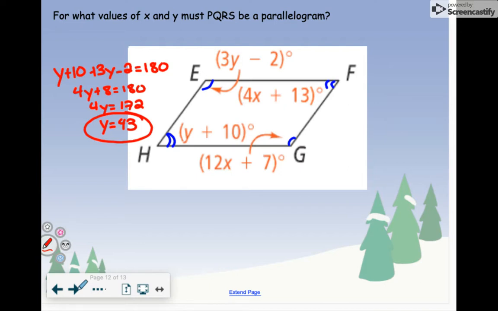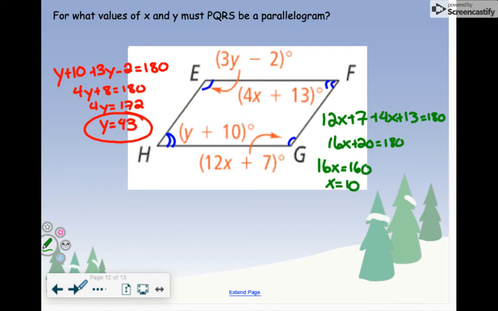Now what I'm going to do here is let's just solve for x as well so you can see both ways. So we're going to solve for x the same way we just did for y. So I'm going to set 12x plus 7 plus 4x plus 13 equal to 180. I'm going to combine my like terms, so I get 16x plus 20 equals 180. I now get 16x is equal to 160, and I get x is equal to 10.